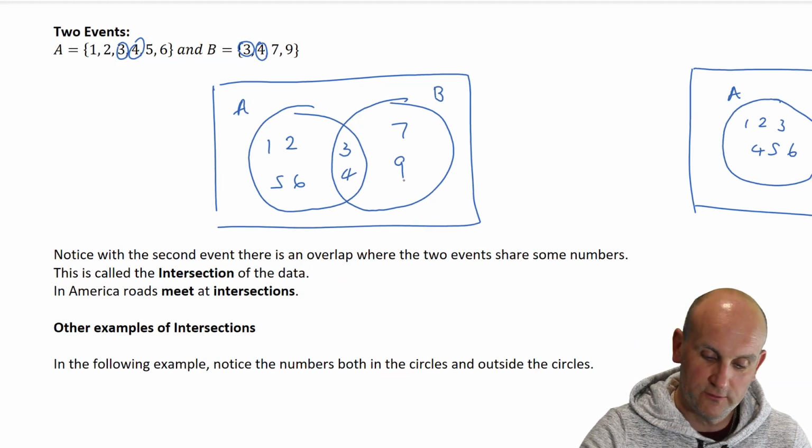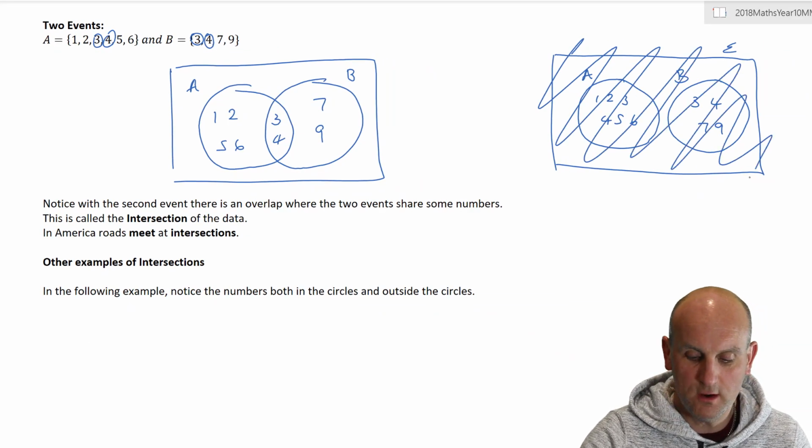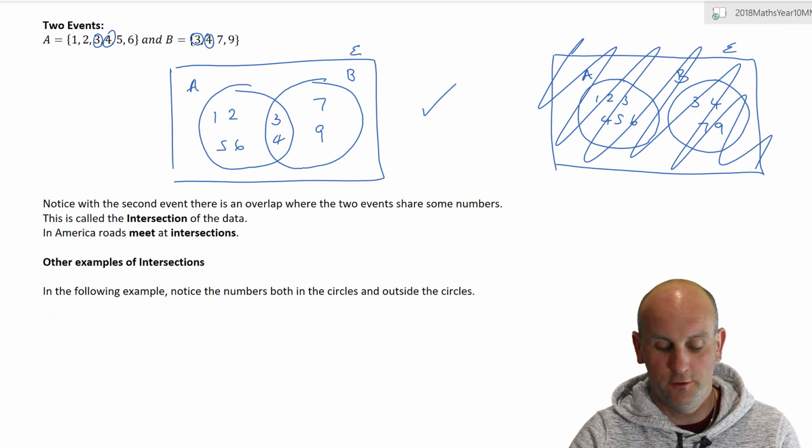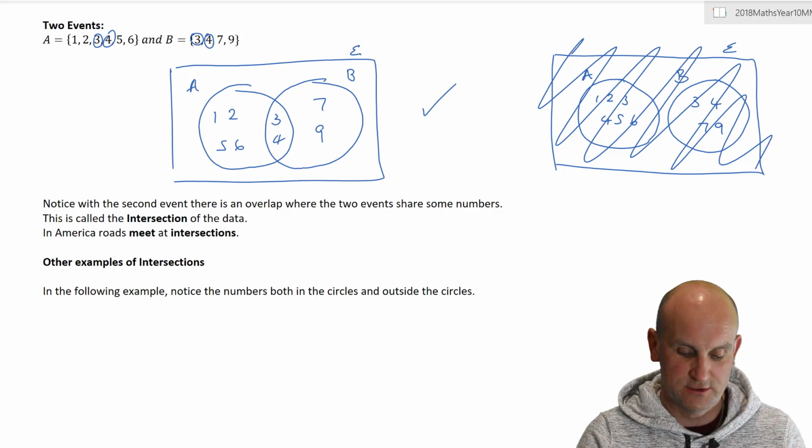Well, I should check. So again, this one here is wrong. This one here is great, with my epsilon on the top. The A and the B have all the numbers inside them. We've got the overlap. It's great.